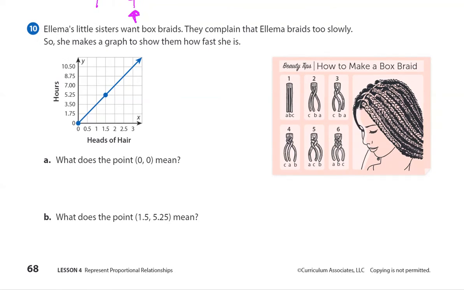What does 0, 0 mean? Well, we've got heads of hair and hours. How many hours it takes her to do a head of hair. So this is 0 heads. Takes 0 hours. What does the 0, 0 mean? 0 heads takes 0 hours.